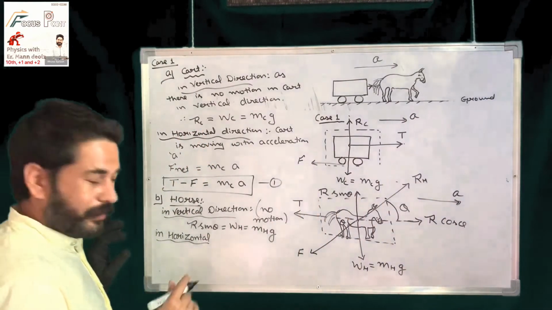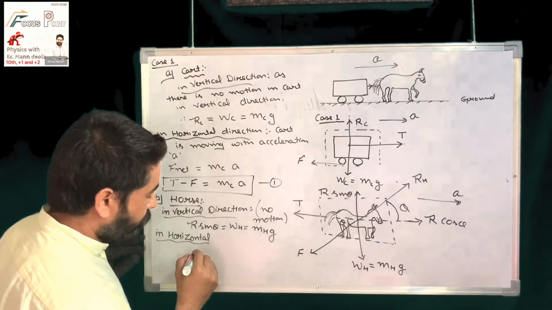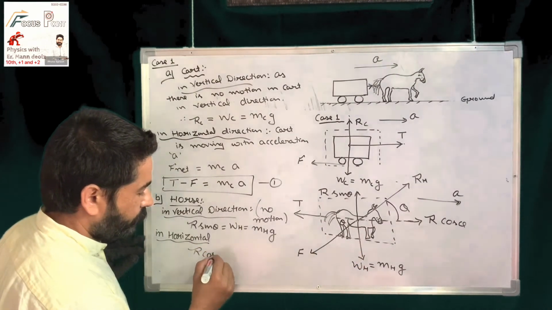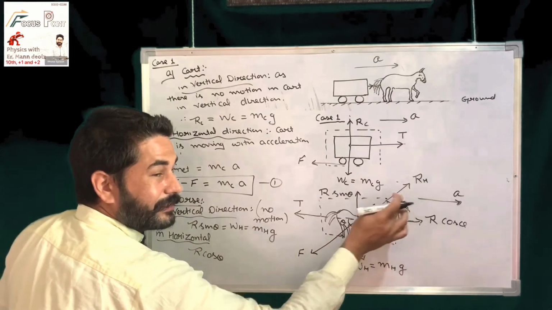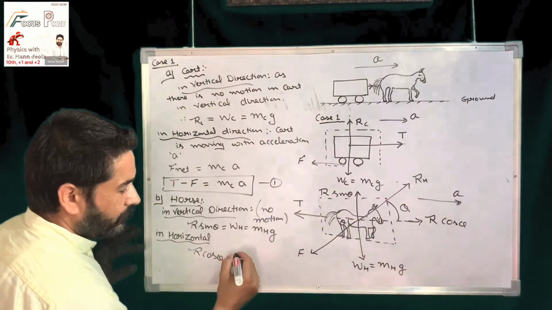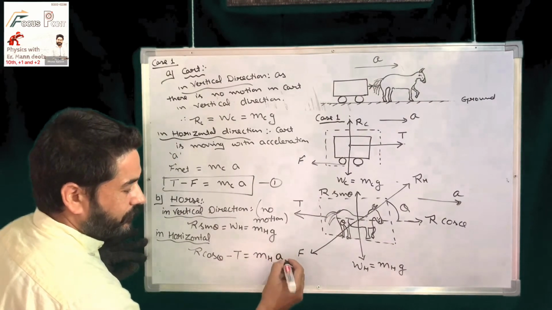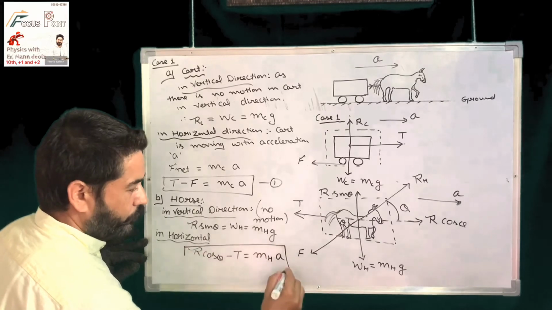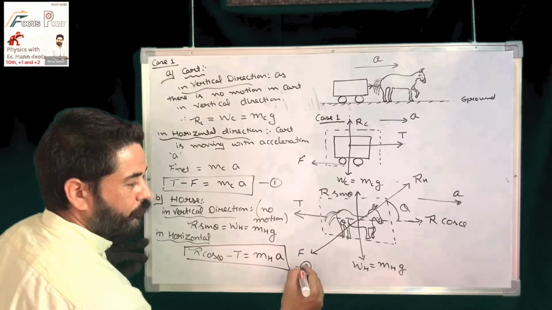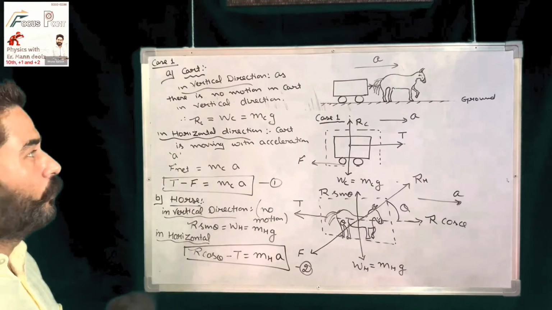So what equation will form in the horizontal direction? r cos theta, because the acceleration is to the right-hand side, it means this force will be greater than this tension. r cos theta minus tension will be equal to mass of the horse times acceleration. So mark this as 2. Now adding 1 and 2.